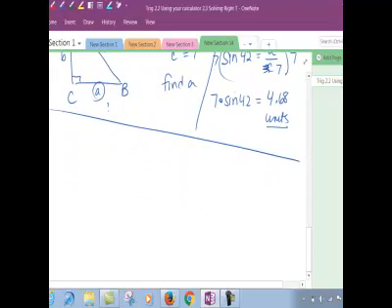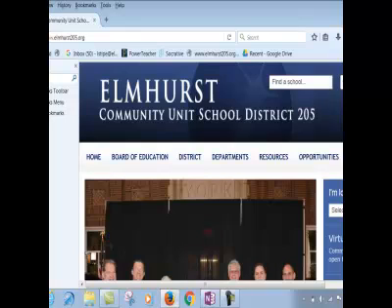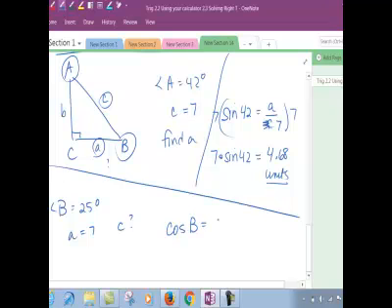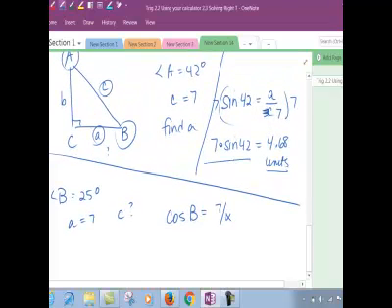All right, sometimes when we set up the trig function, we don't know the variable that's missing is in the denominator. So let's go back and look at the triangle up here again and say this time that angle B is 25 degrees, and we're going to say that A is 7, and we want to find C. All right, so from angle B, A is adjacent, so I'm going to say cosine of B is equal to 7 over x.